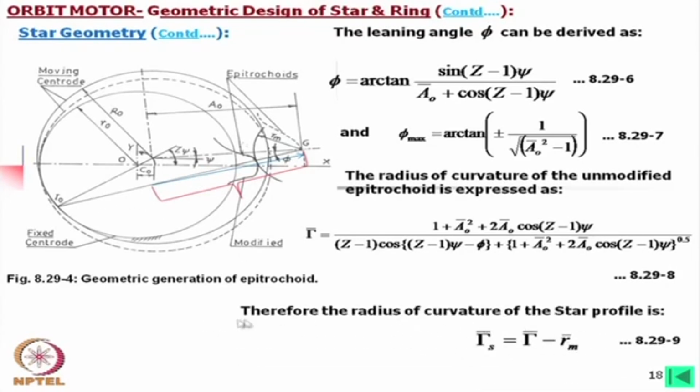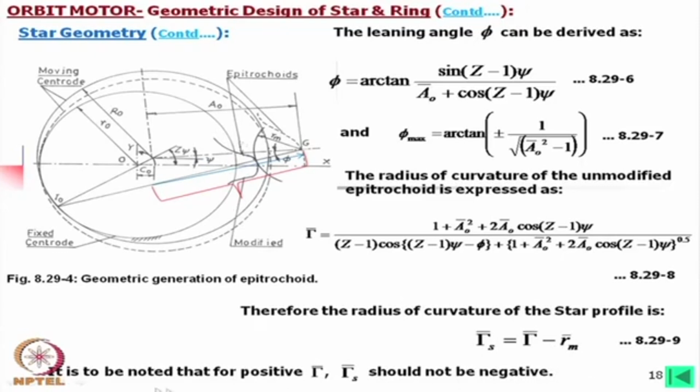Okay. So, here it is specified that the radius of curvature of the star profile Rs is equal to capital R minus Rm. This is the reduced radius of curvature at these points. This should always be positive. It is to be noted that this value should not be negative. The effective radius of curvature of this new profile should never become negative. If it becomes negative, then this curve will not be possible.